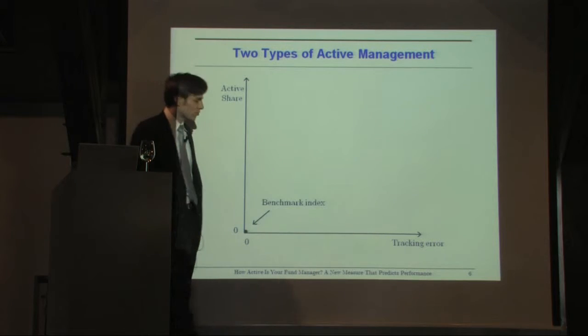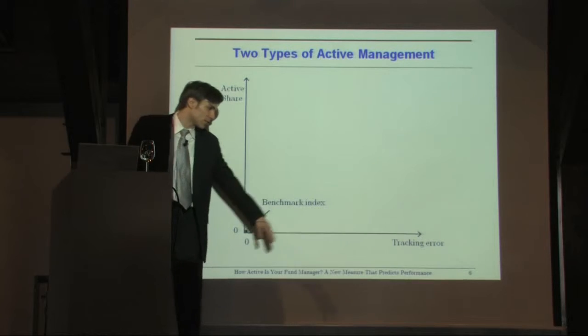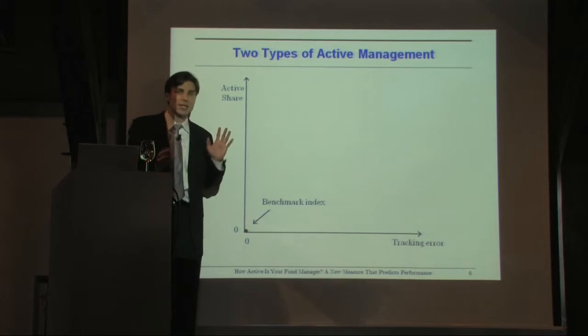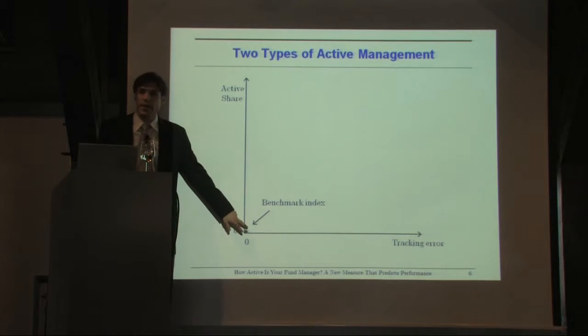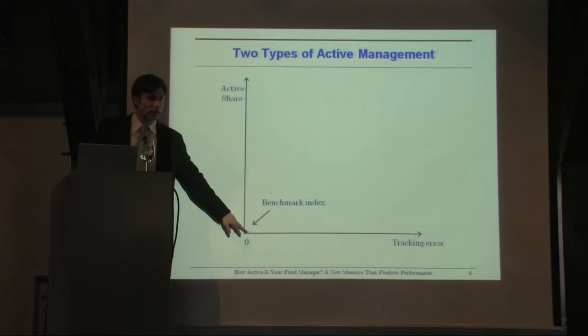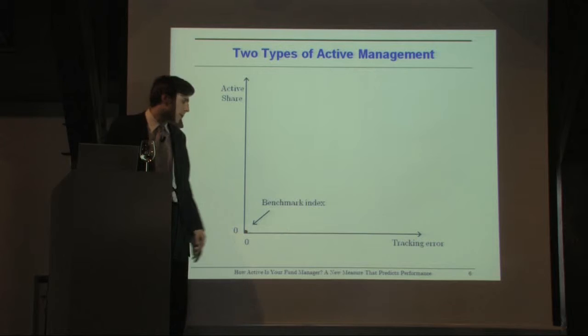So just to illustrate that a little bit further, let's put tracking error on the x-axis and active share on the y-axis. And we've got these two measures of active management. If we think about the benchmark index, such as the S&P 500, that's going to have 0 tracking error and 0 active share with itself.